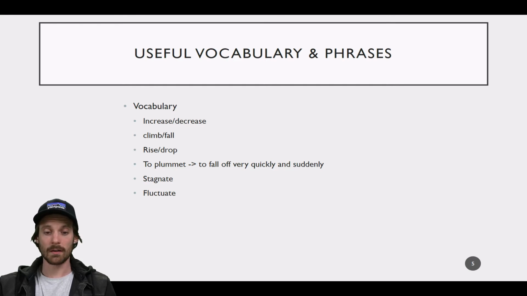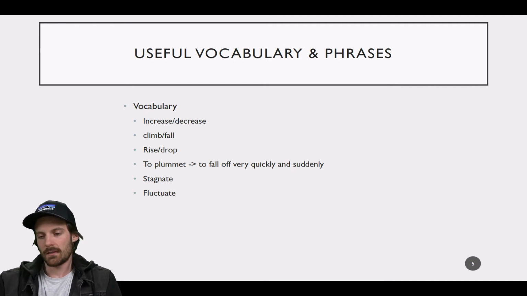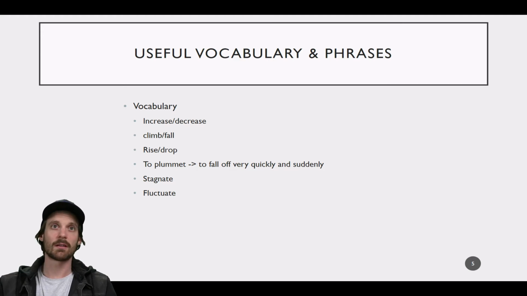So another word, stagnate, and fluctuate are basically words you might know from German. Stagnieren, fluktuieren. Stagnate, of course, is something that doesn't rise or fall. So it stays at the same point for X amount of time.